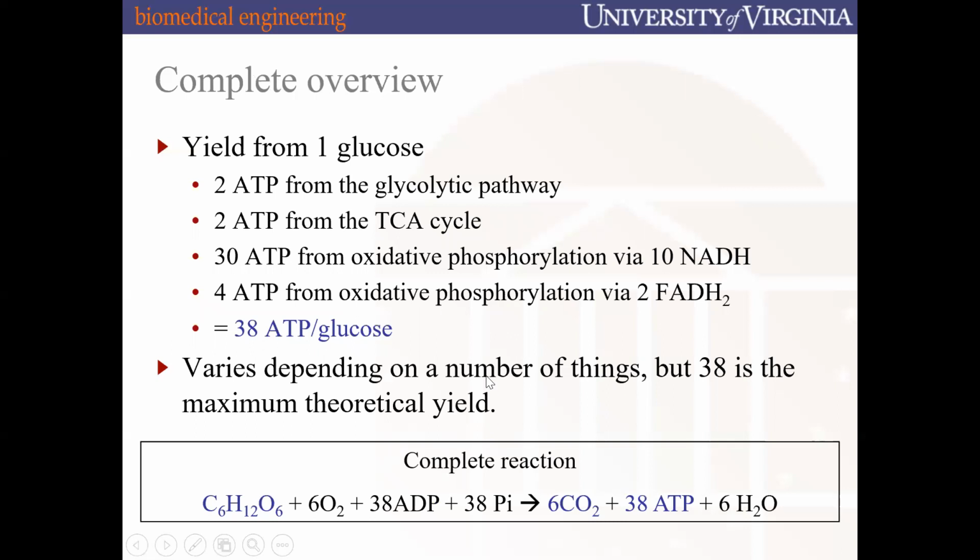So now this is kind of like the completion of these 3 metabolic pathways with glucose. Just a reminder, we have 2 ATP from the glycolytic pathway, so glycolysis. We have 2 ATP from the TCA cycle. And you have 30 ATP from oxidative phosphorylation via NADH and 4 from FADH2. So as a whole, we see 38 ATP from 1 glucose.